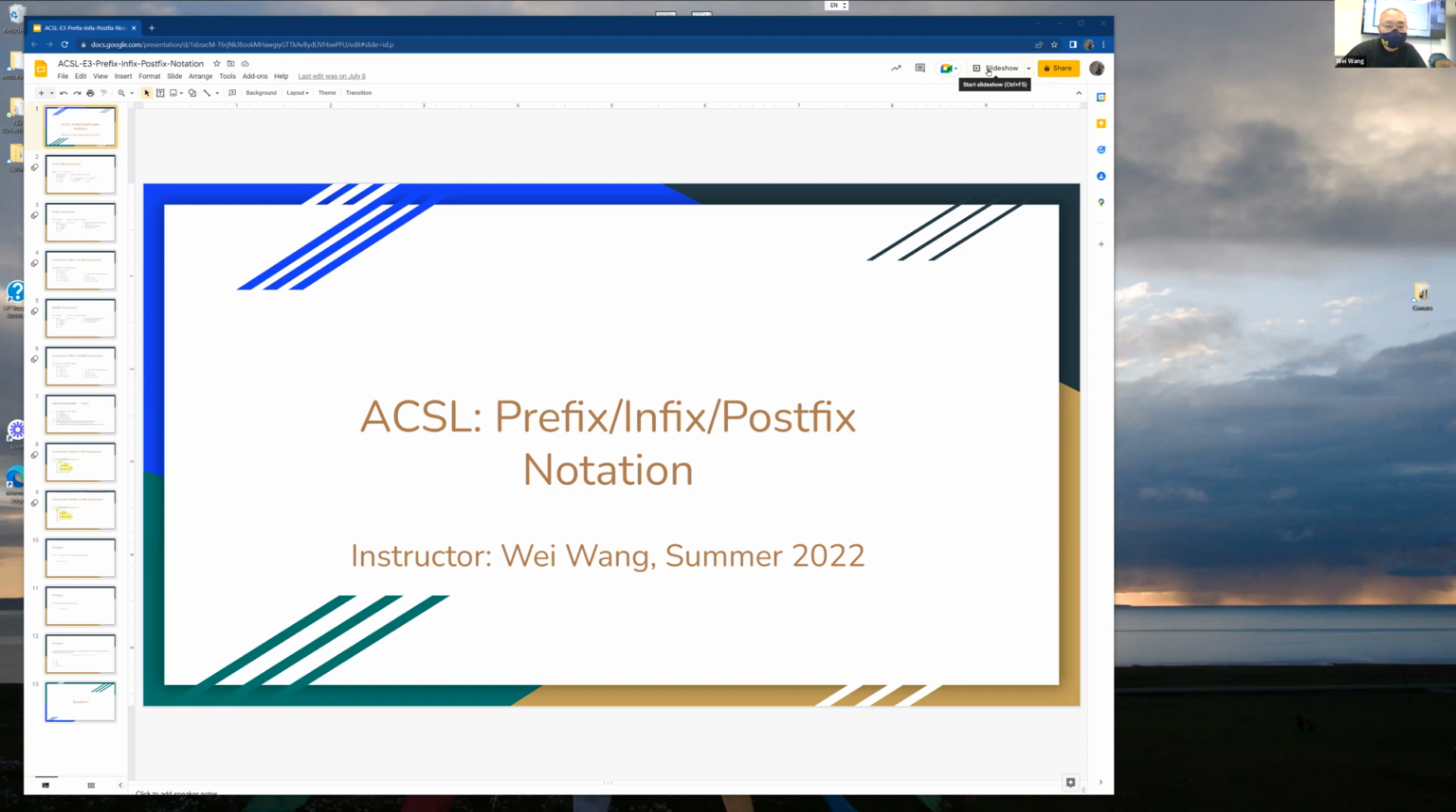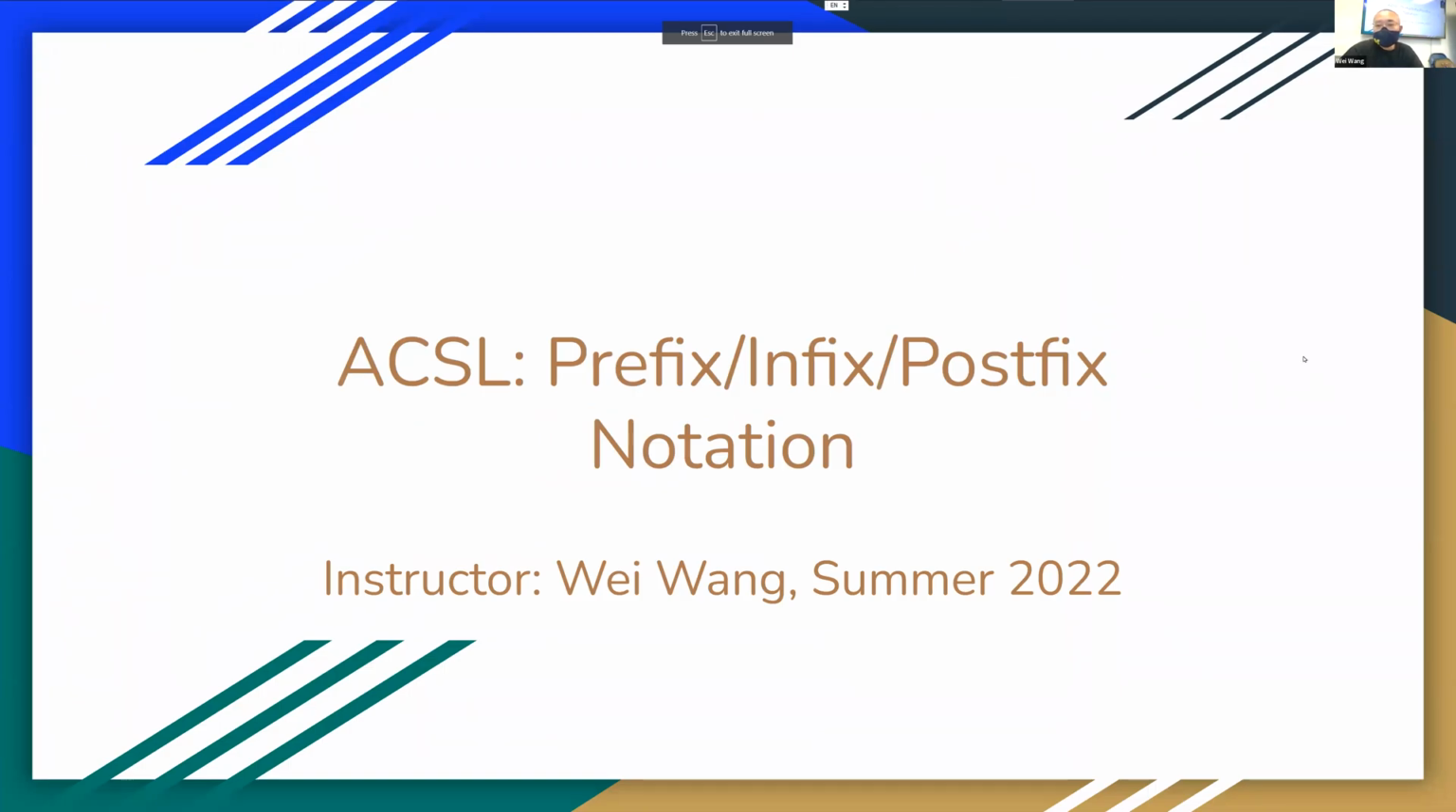So what is this all about? I suppose you kind of understand what this infix, prefix, and postfix stuff means, right? Do you understand what it means?